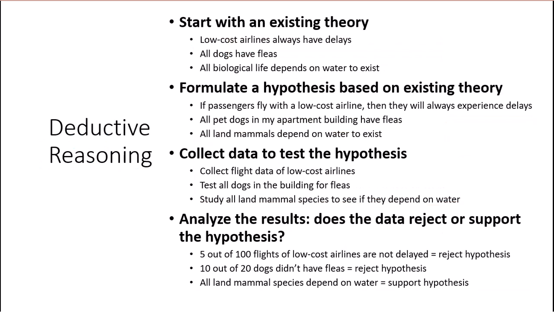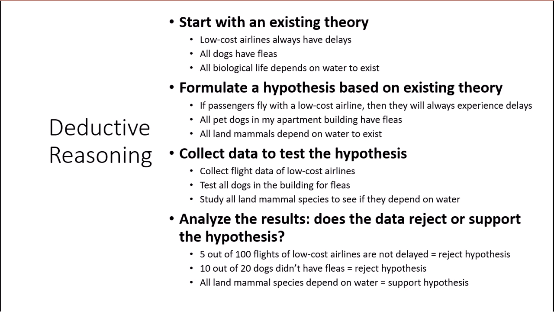Here are some examples of deductive reasoning. We're going to start with an existing theory, such that low-cost airlines always have delays from our previous inductive examples. We then come up with a hypothesis. If passengers fly with a low-cost airline, then they will always experience delays. We are then going to go out and collect data to test that hypothesis. We collect flight data for a bunch of low-cost airlines, and we find that 5 out of 100 flights from low-cost airlines are not delayed. So we're going to reject our hypothesis that they will always experience delays if you take a low-cost airline, because 5 were not delayed. So that disproves our hypothesis.